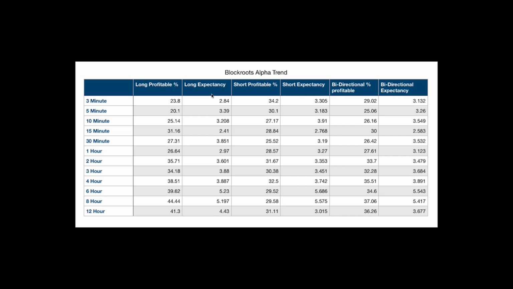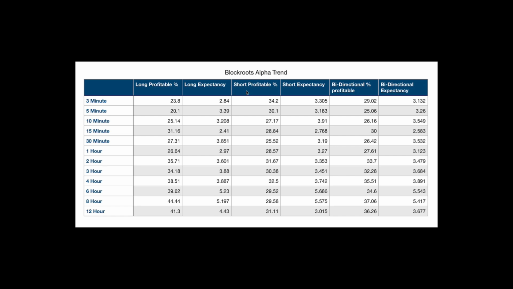So we could see that on the 3-minute time frame, we were profitable 23% of the time, and when we were profitable, for every one that we risked, we gained 2.8. Okay, this is on the lower end of things. We want to get this profitable percentage up. We want to have our expectancy at least over 2.5, at least over 3. I would say the higher the better, obviously.